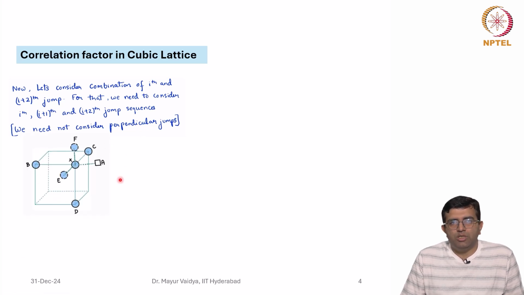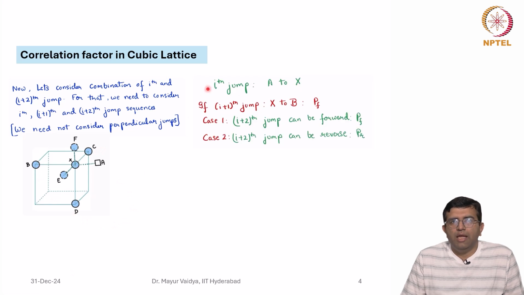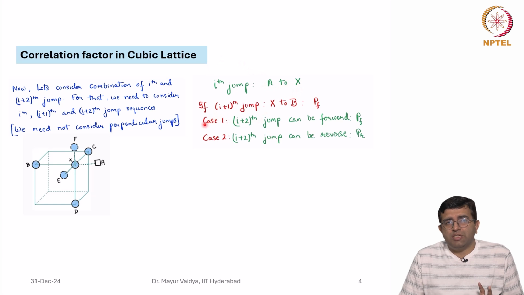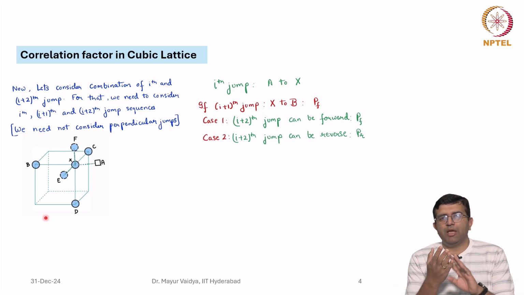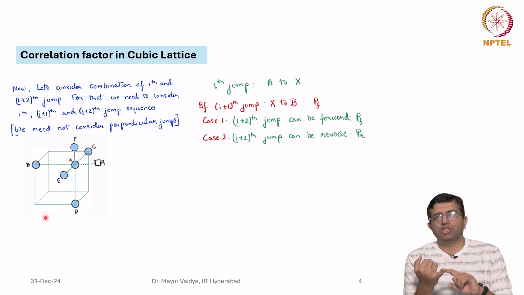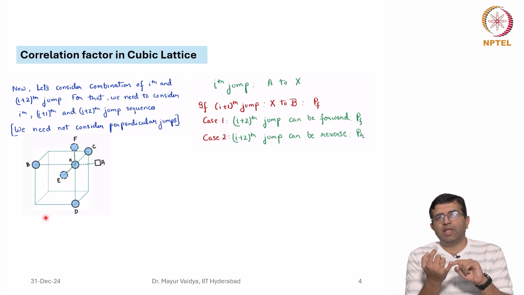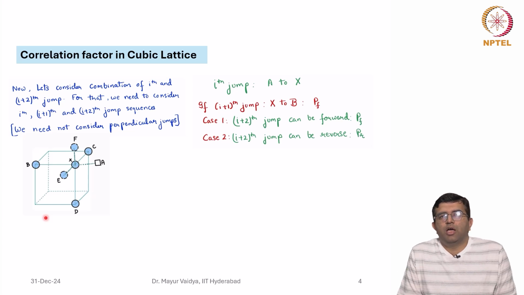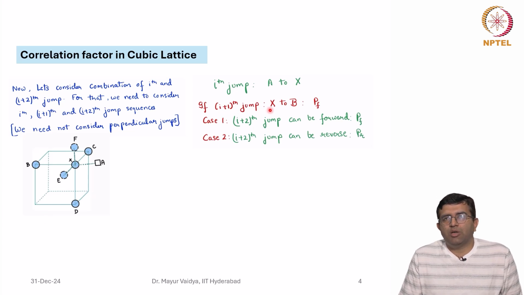So now what are the possibilities? Again, let us draw this figure. We saw in the previous slide, the ith jump has happened from A to X. Now we saw three cases, remember? For the i plus 1th jump, it can be either a reverse jump, a forward jump, or a perpendicular jump. But for the perpendicular jump, the cos theta will be 0, so we are not considering that. We are only considering the case when the i plus 1th jump is either forward or reverse. So, let's say the i plus 1th jump is from X to B.